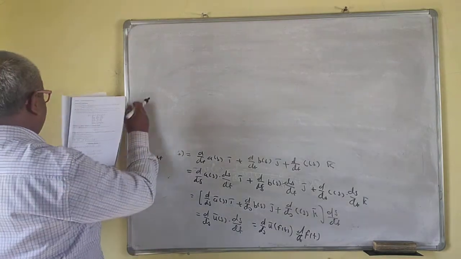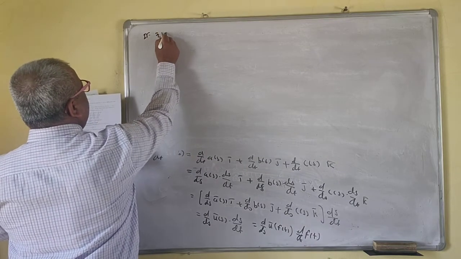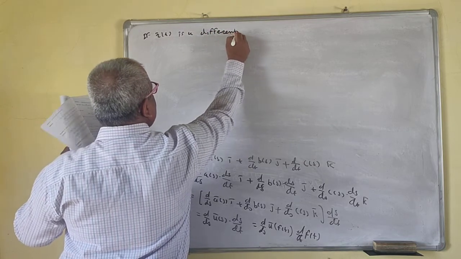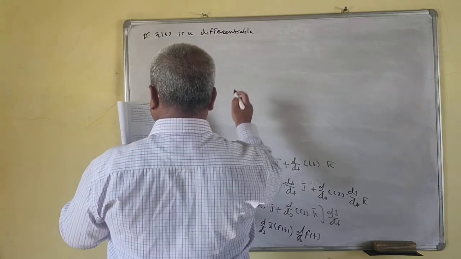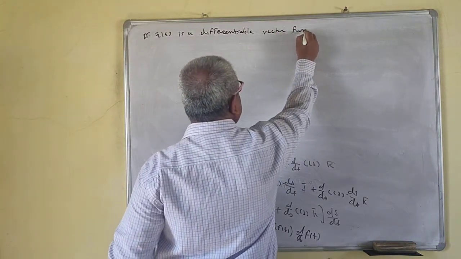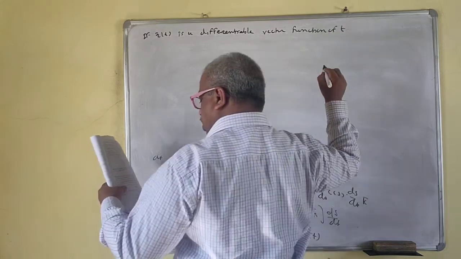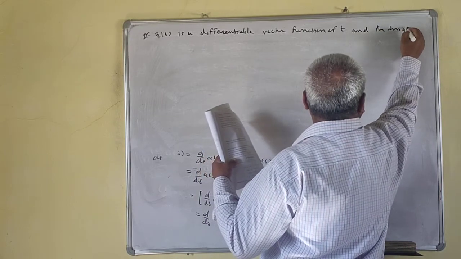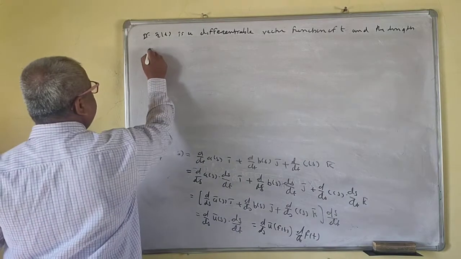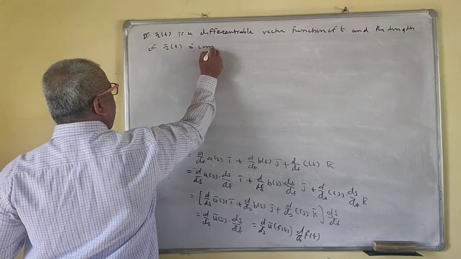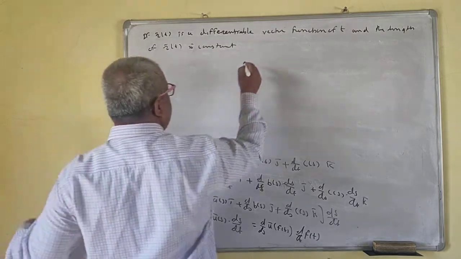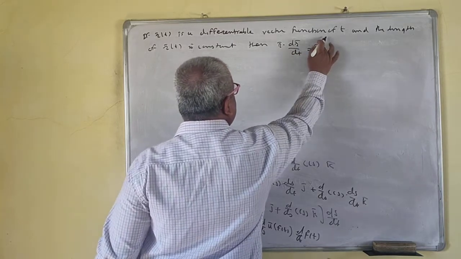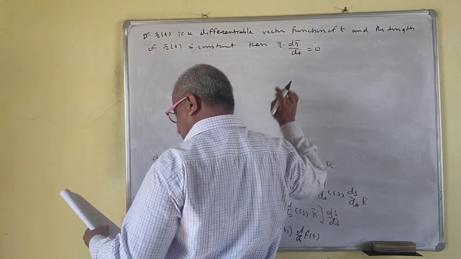Next, if r bar of t is a differentiable vector function of t and the length of r bar of t is constant, then r bar dot d r bar by dt is equal to 0, because it is a scalar product, so it is 0.